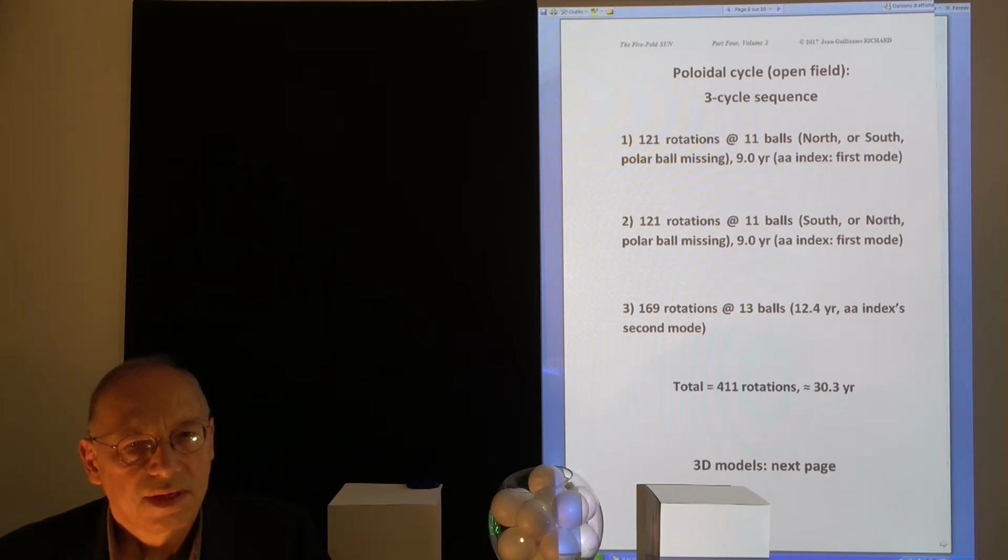And then a third cycle with 169 rotations, inferring a root number of 13 balls partitioning the solar ball. That is the 12.4-year-long cycle, which is a mode of the AA index cycle length. It is its second mode. And the 9.0 year is the other mode of the AA index. In total, we have 411 rotations, which is again about 30.3 years.